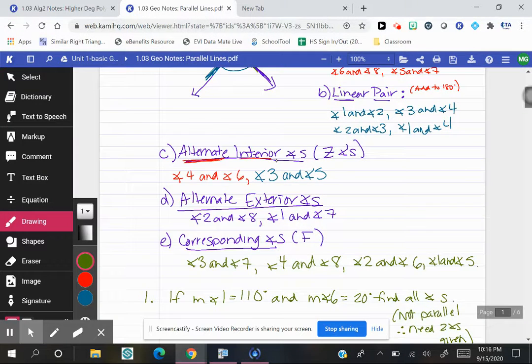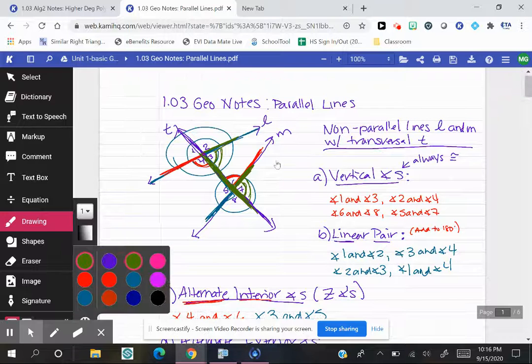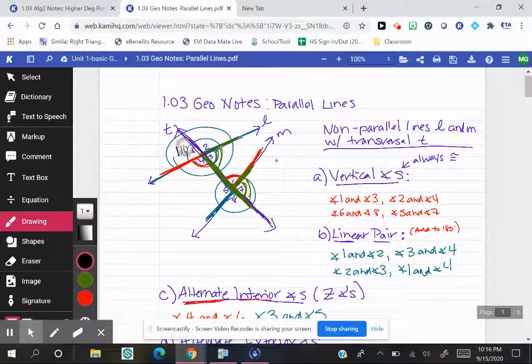All right, so looking at our picture up here, the measure of angle 1 is 110 degrees, and the measure of angle 6 is 20 degrees. We could use vertical angles to find that angle 3 would also be 110. Then we have a linear pair here, so we could do 180 minus 110 to get 70. We could do a linear pair again to find angle 4, or we could use vertical angles with angle 2. Again, since the lines are not parallel, the alternate interior angles are not congruent. They're not congruent here, one's 70 and one's 20.